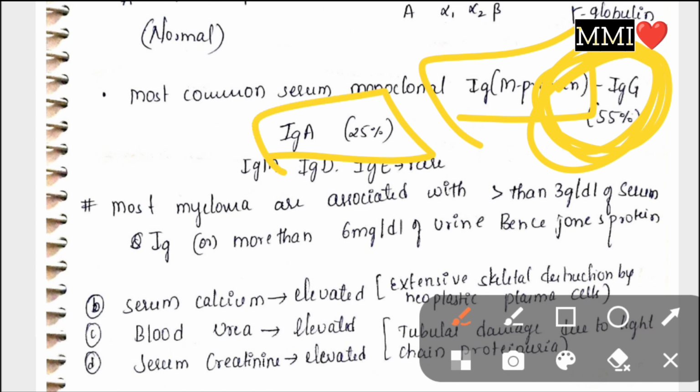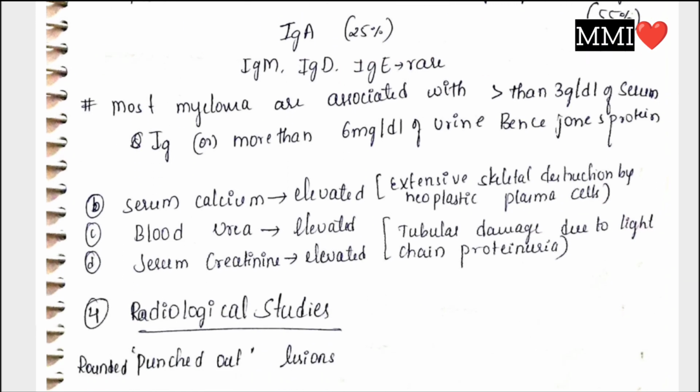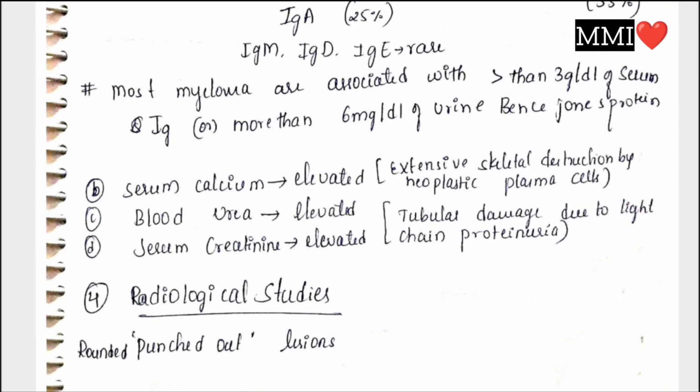IgA is next, 25%. IgM, IgD, and IgE are very rare to see. Most myeloma are associated with greater than 3 gram per deciliter of serum immunoglobulin, and more than 6 milligram per deciliter of urine has Bence-Jones proteins. Okay, these are some values. We will handle them later.